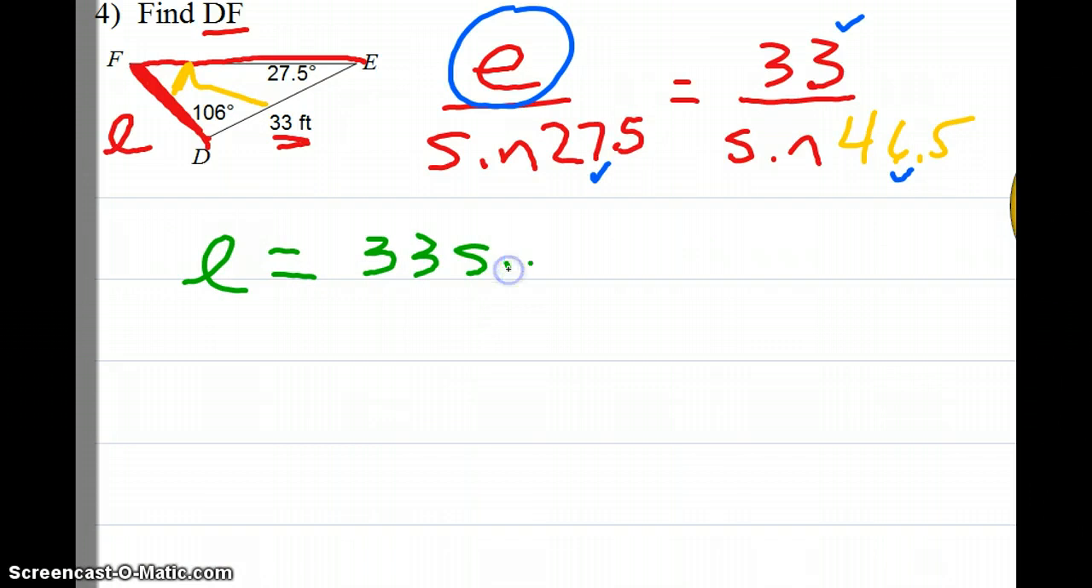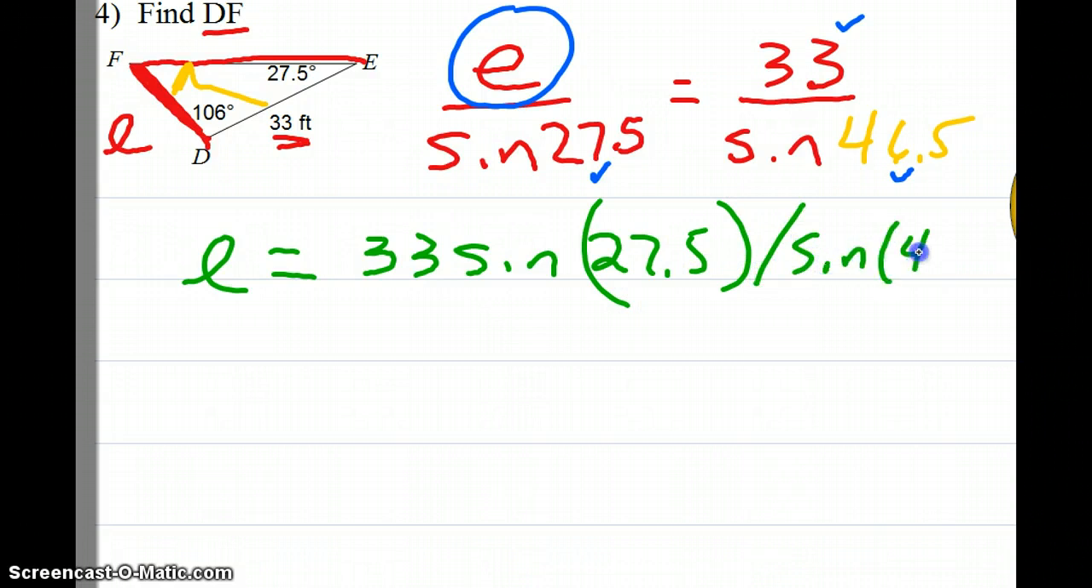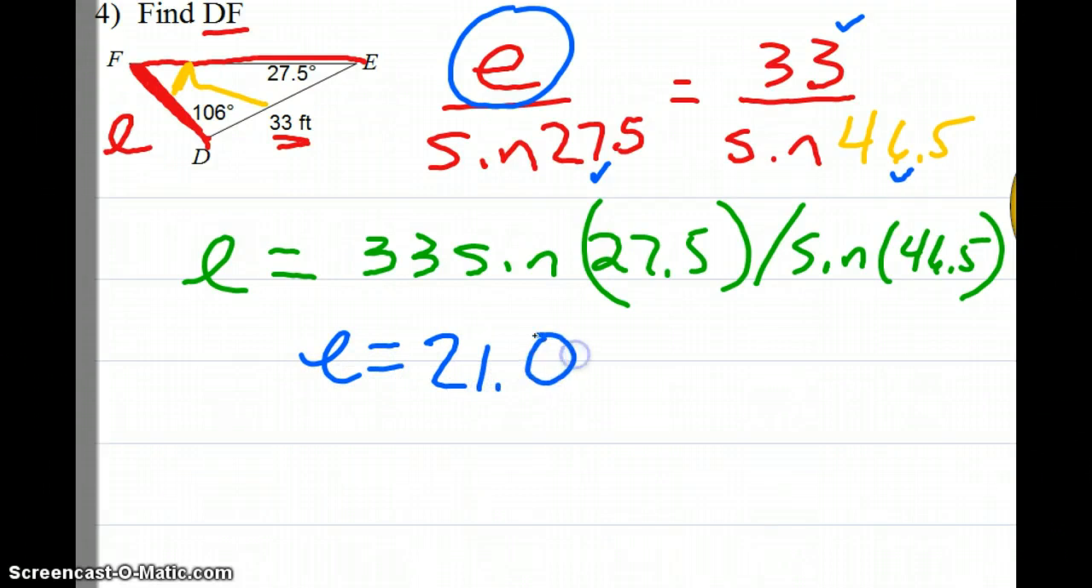33 times the sine of 27.5. Make sure you end that divided by the sine of 46.5. One of the most common mistakes is students don't close that parentheses, so they get incorrect answers. Make sure you punch with me. Let's see if this makes any sense.